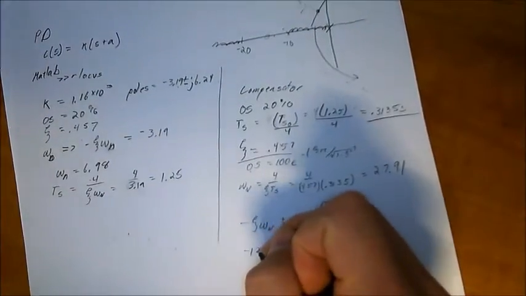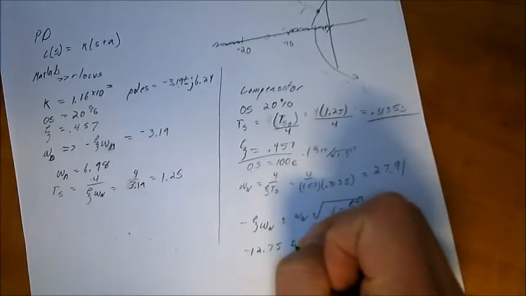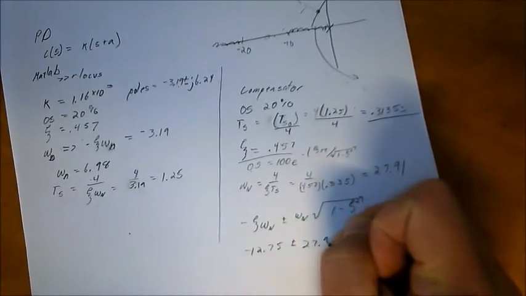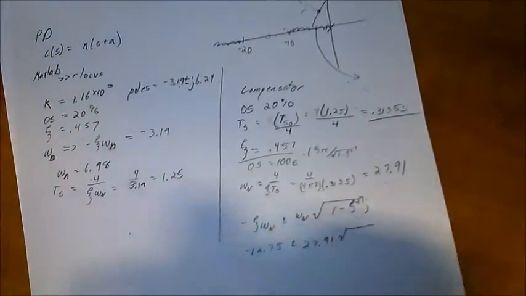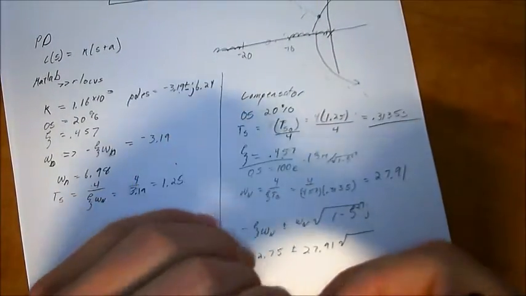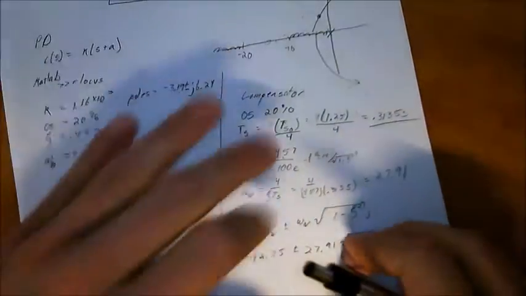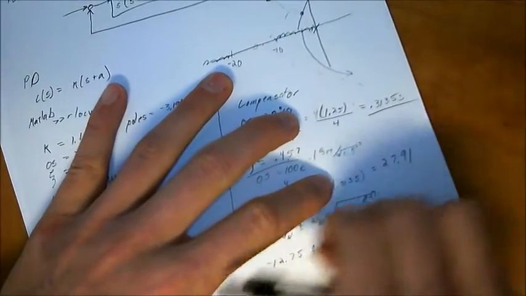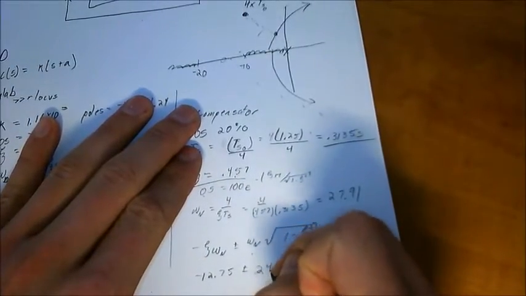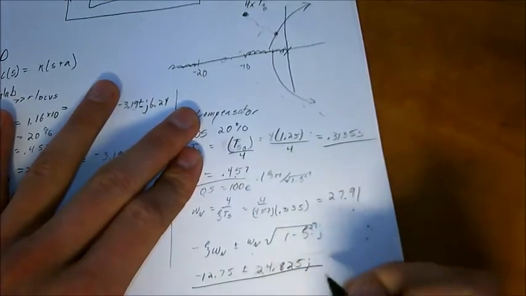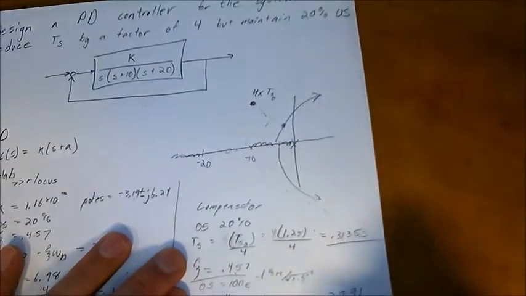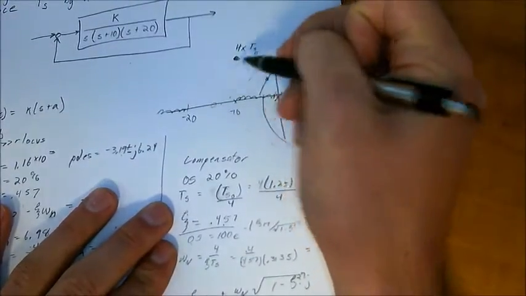So you'll end up with negative 12.75 plus or minus 24.825 j. And these are our new poles. So this is the location of this point up here.